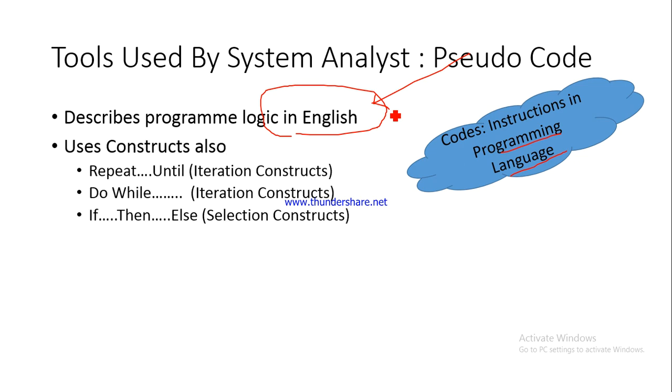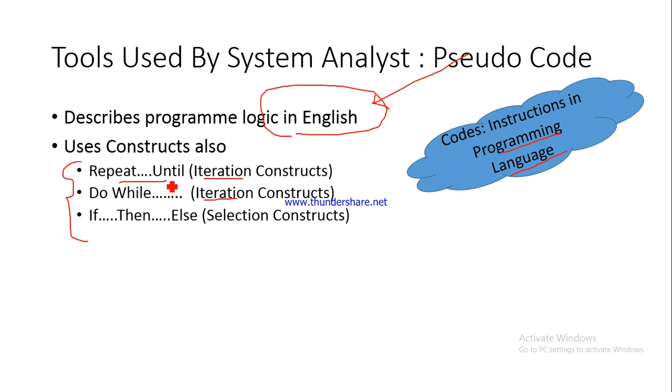Now see how pseudocodes are written. In pseudocodes, constructs like these are used. Now these are called the iteration constructs. Iteration constructs, basically they will direct you to do things again and again until something happens. So what are iteration constructs? Repeat until.